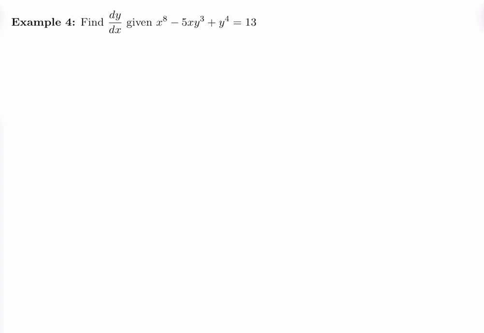We're going to find dy/dx given x to the 8th minus 5x times y to the 3rd. Ooh, we have a tricky part here. We have a first and a second. We have x's times y's. Anytime we have multiplication, we're going to use the product rule for taking that derivative.